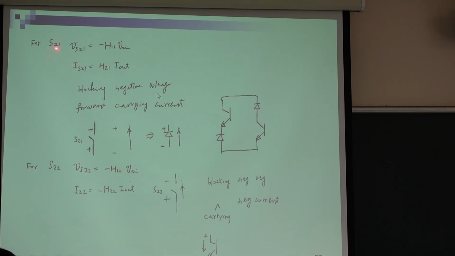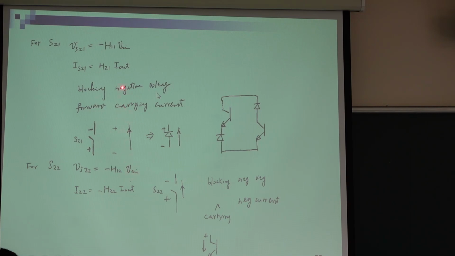Now we continue to S21. S21 voltage is minus H11 times V in. So if this is 1, then S21 is negative. If this is 0, it is 0. So S21 is either negative or 0. And how about current? Current is either 0 or positive. So we have negative voltage blocking, but forward current carry.